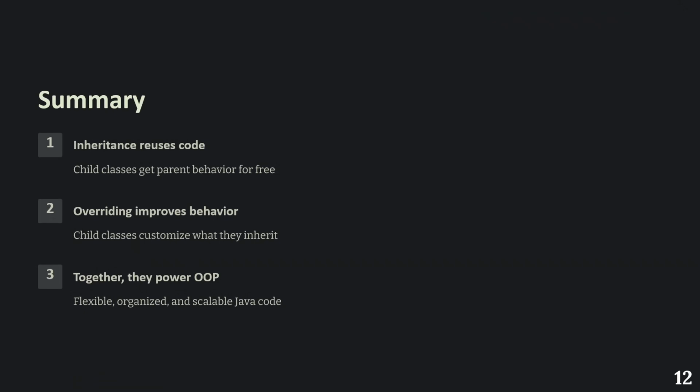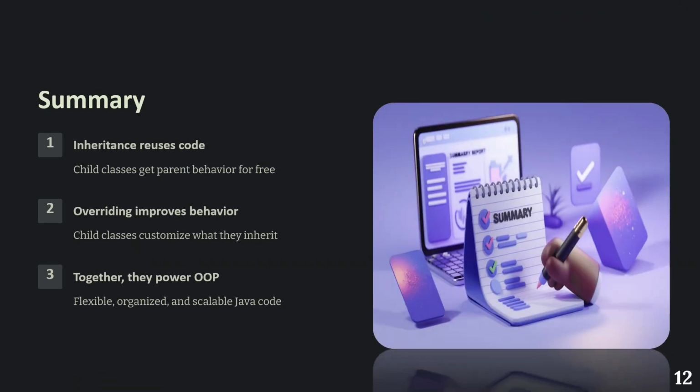In conclusion, inheritance allows a class to acquire properties and behaviors from another class, while method overriding enables a subclass to provide a specific implementation of a method defined in its superclass. These concepts make programs more organized, efficient, and easier to maintain.